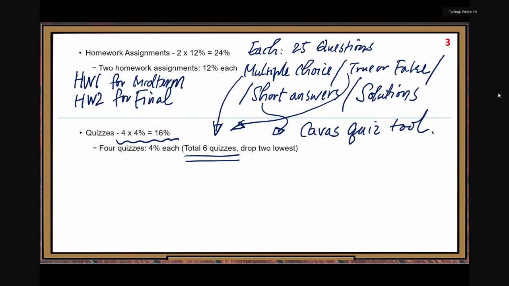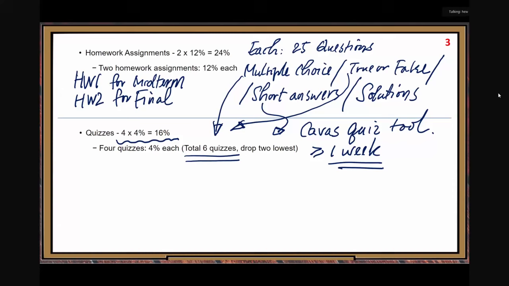Then the duration: how long you need to complete each quiz. One week. Actually, usually greater than or equal to one week. That's quite long, right? Because the purpose of these quizzes is to help you study the material of the whole module. At the end of each module, I post one quiz.